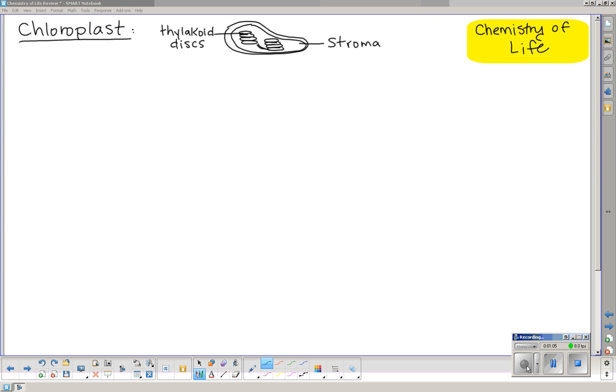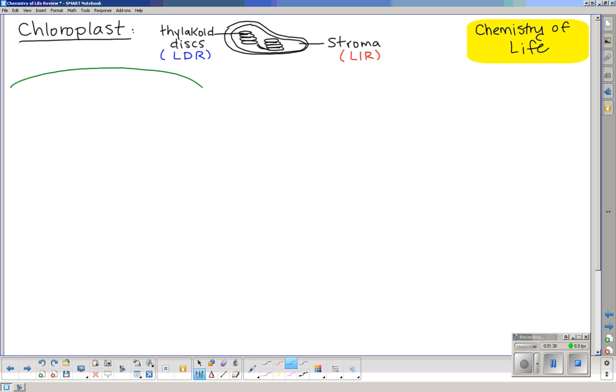Each of these places has different reactions occurring in them. The thylakoid discs are full of lots of surface area. So this is the site of the light-dependent reaction. The stroma surrounding the discs is the site of the light-independent reaction. Let's first draw the light-dependent reaction. In order to do this, we need to magnify one single thylakoid disc.